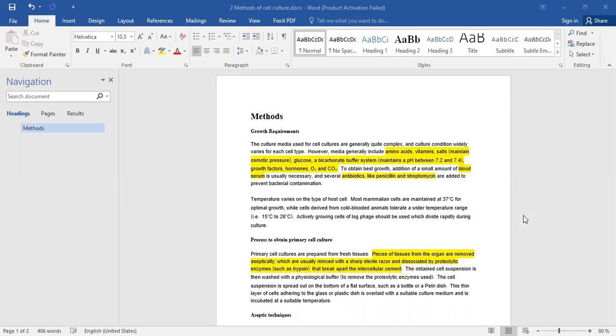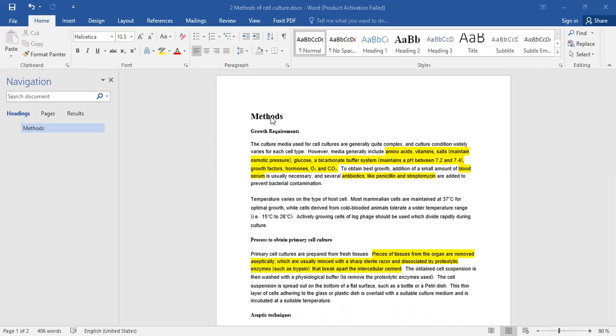We are discussing animal cell culture, and in continuation, today we are going to discuss the methods of animal cell culture. Which methods are used for animal cell culture? For this, we need some requirements which need to be fulfilled. So what are those requirements?